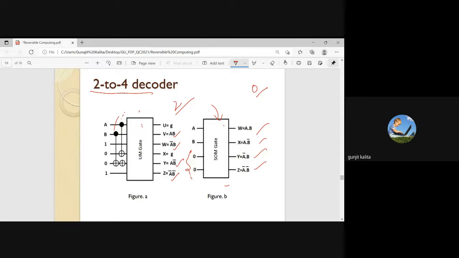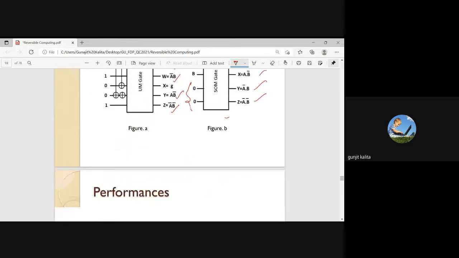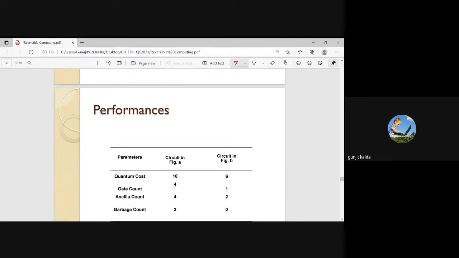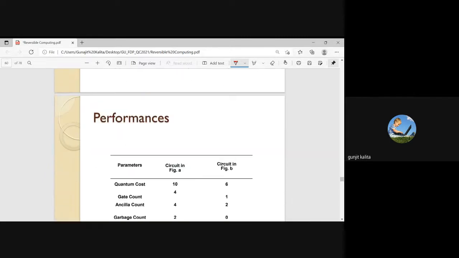This is a 2-to-4 decoder. So in the decoder, we require this output. This 2-to-4 is a basic decoder. Now you can go for some sort of performance comparison if you consider these two.